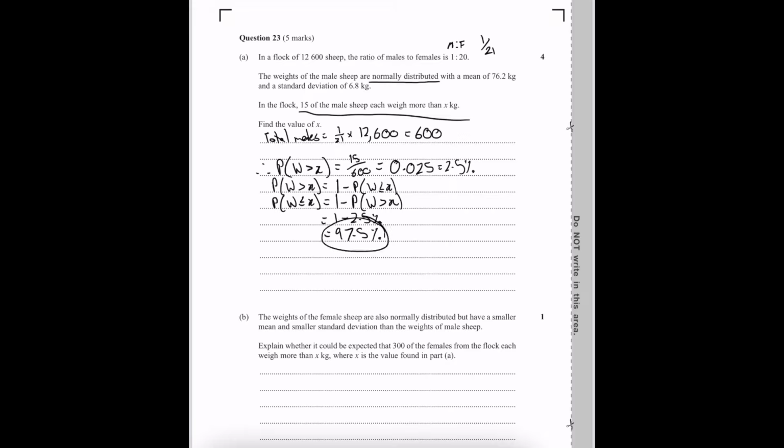And alarm bells should be ringing and saying, hey, this 97.5% is very familiar when we're dealing with normal distributions. And if we look at the normal distribution, it should correspond to a z-score of 2, where the area under the curve before a z-score of 2 is 97.5% of the area under that curve.